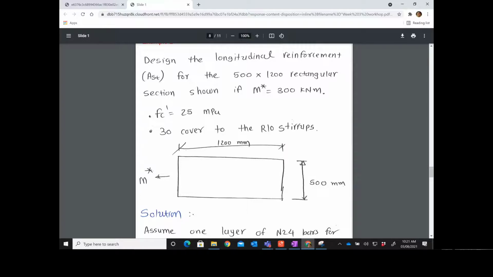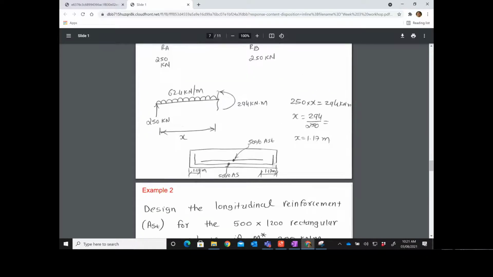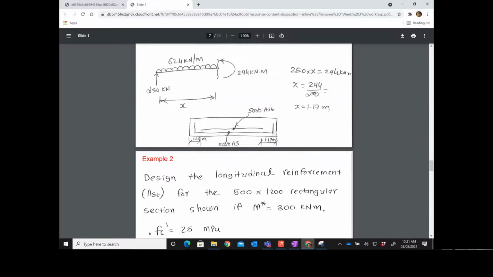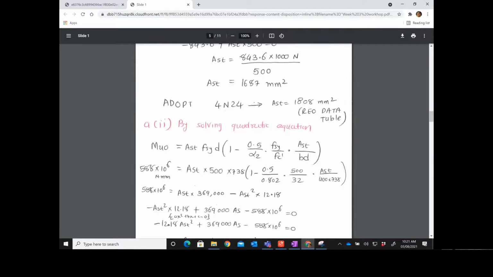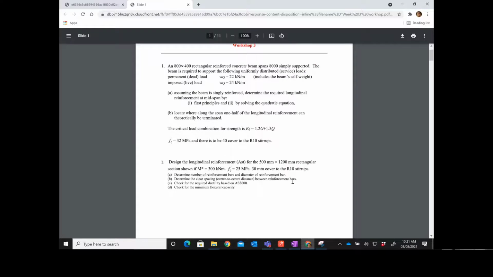All right, we have around 30 minutes to crack these examples. Let me go through these examples real quick. Probably most of the things are covered. It's exactly the same. Design the longitudinal reinforcement for this one section. M star is given. Everything is given. It's almost identical. There is basically no difference there. Okay, look at this, all the details.